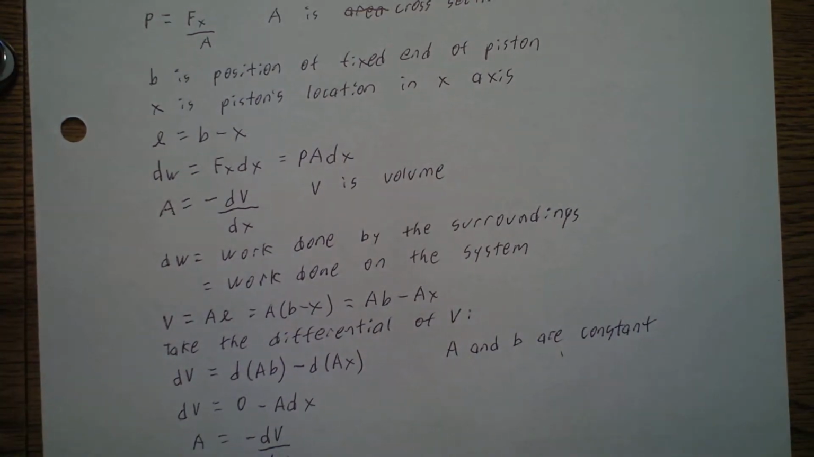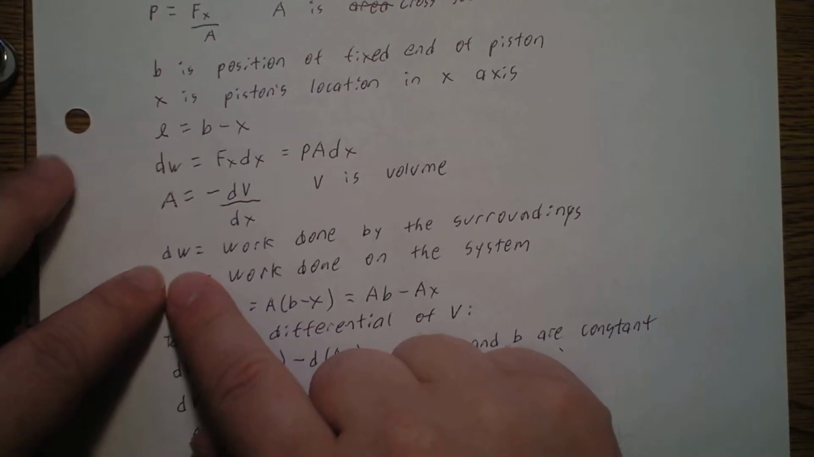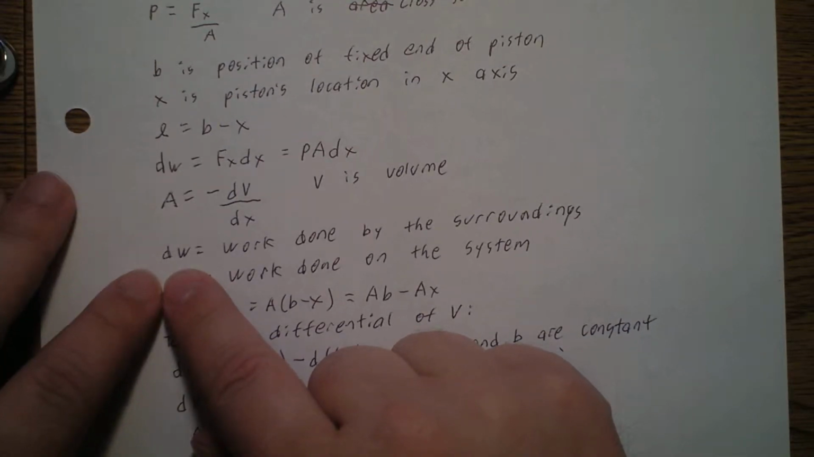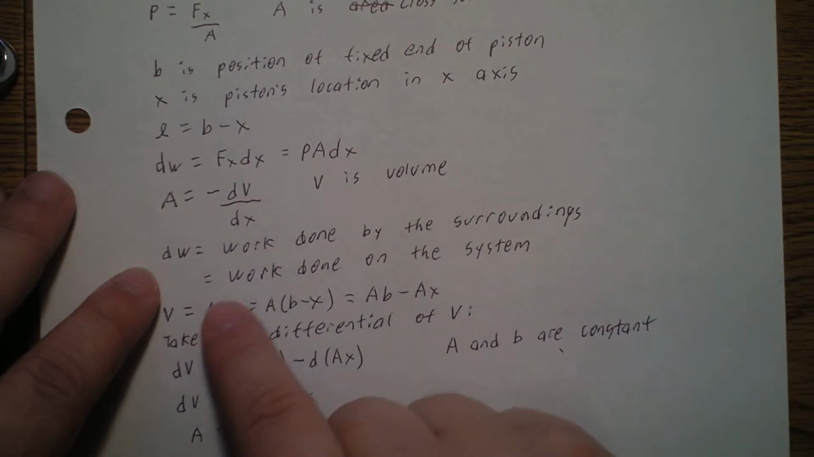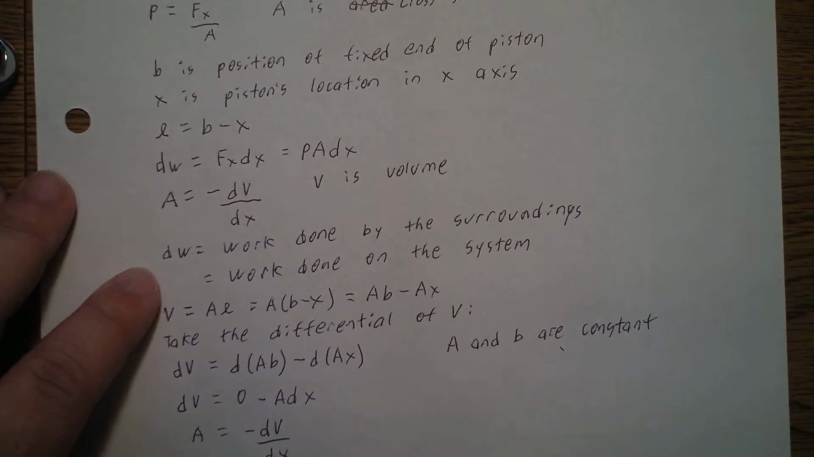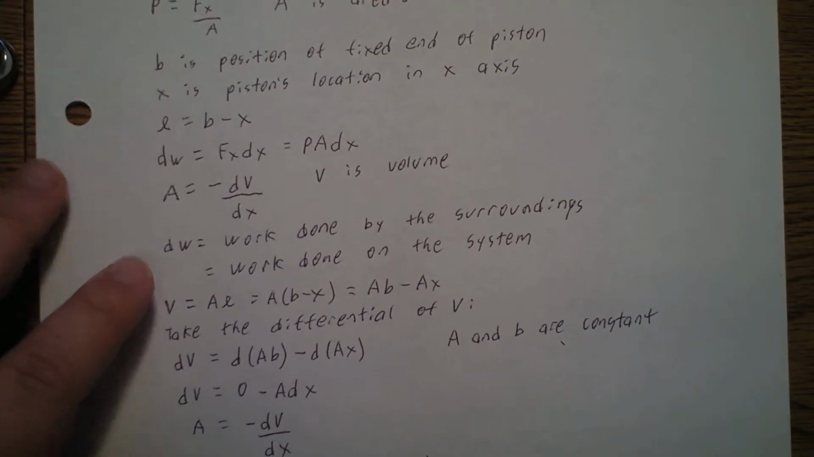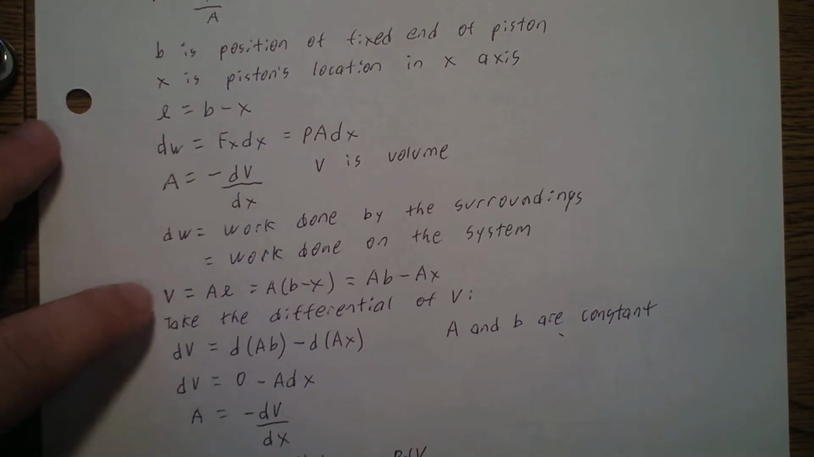Now remember, by our nomenclature here, dW, the differential of work, is the work done by the surroundings, or the work done on the system. So positive work means energy coming into the system. Negative work means energy going out of the system. That way it matches all the other stuff. Positive means coming in, minus means it's leaving.